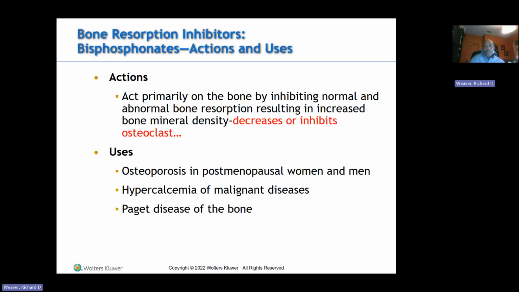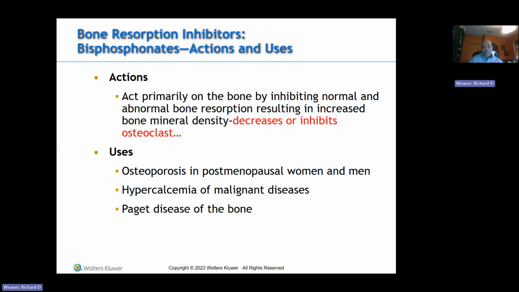Now, this results because of this abnormal resorption issue. These drugs will increase the density of the bone, and of course, it reverses the progression of the osteoporosis.